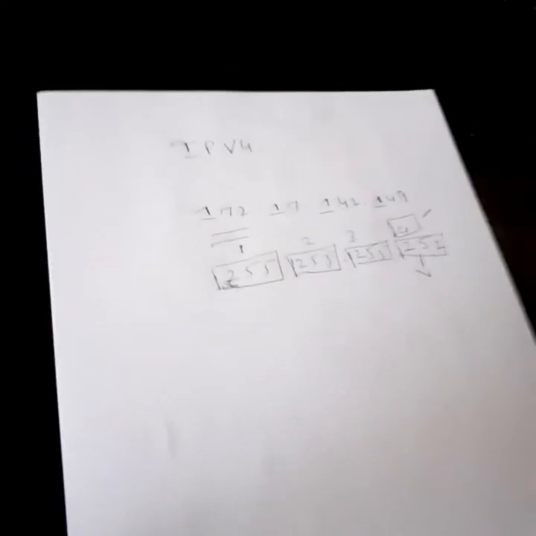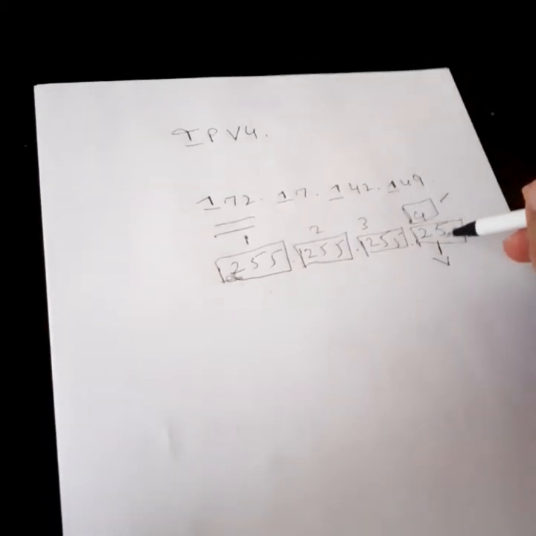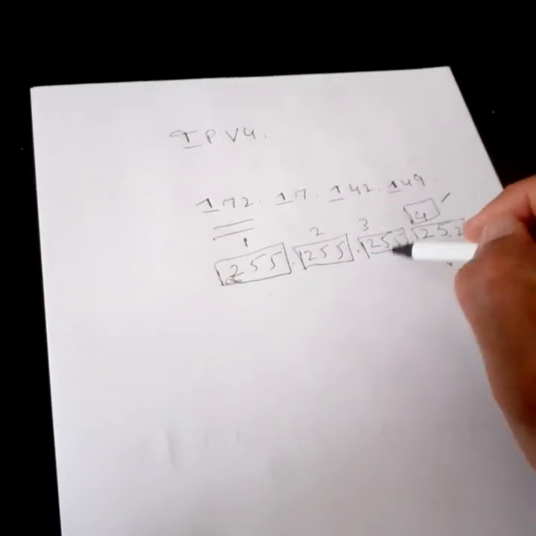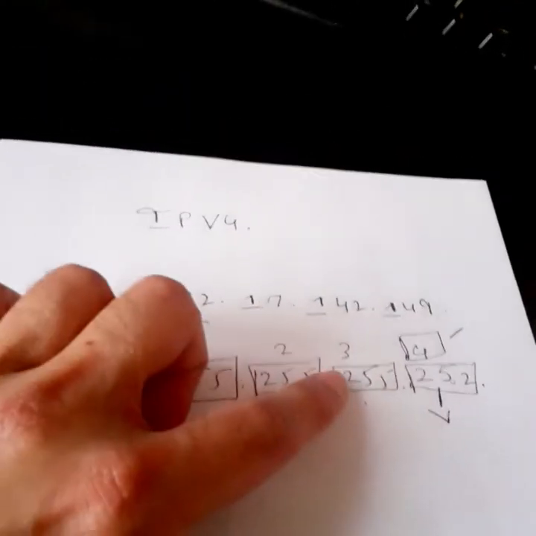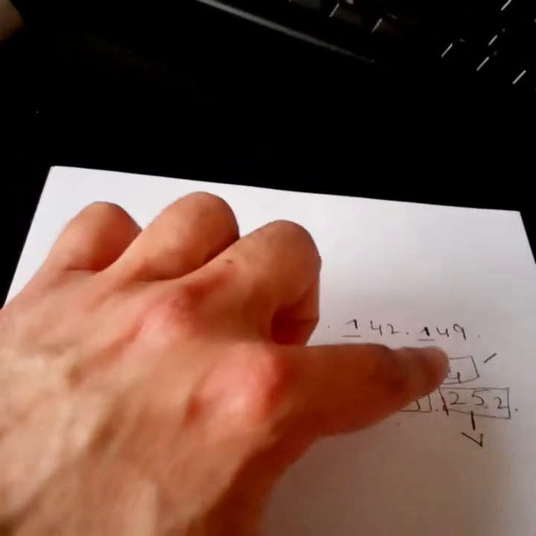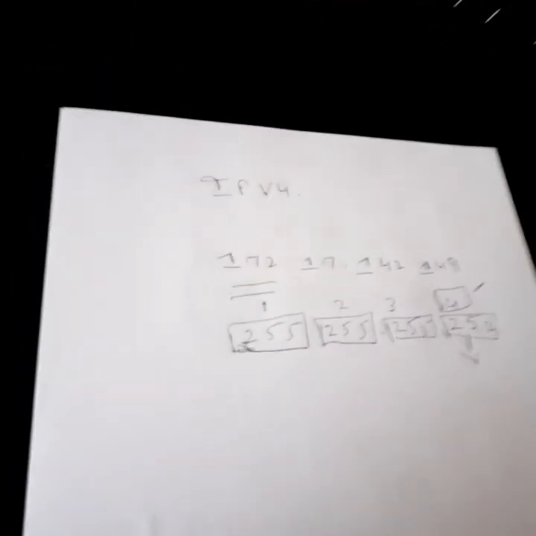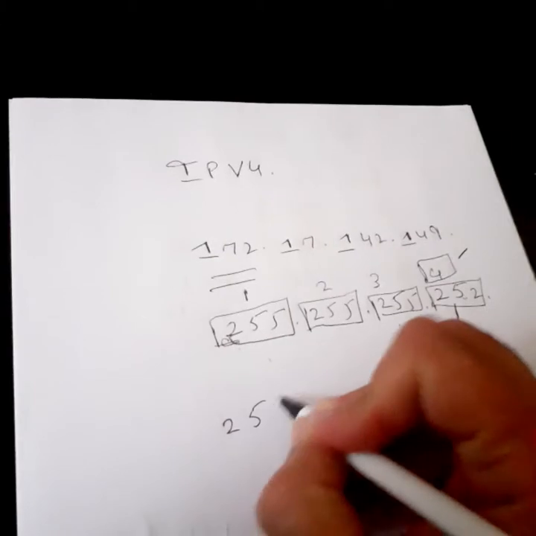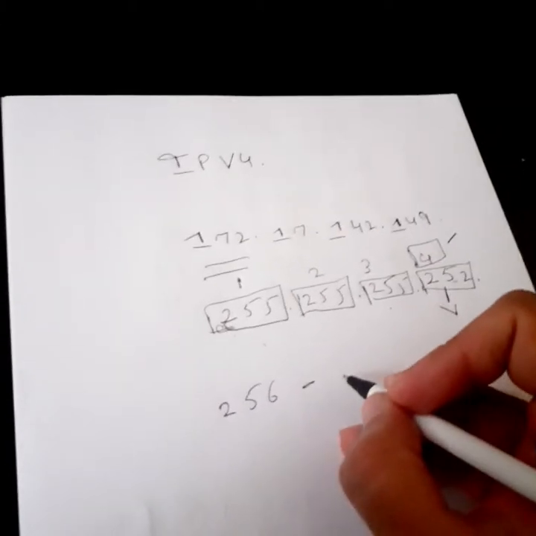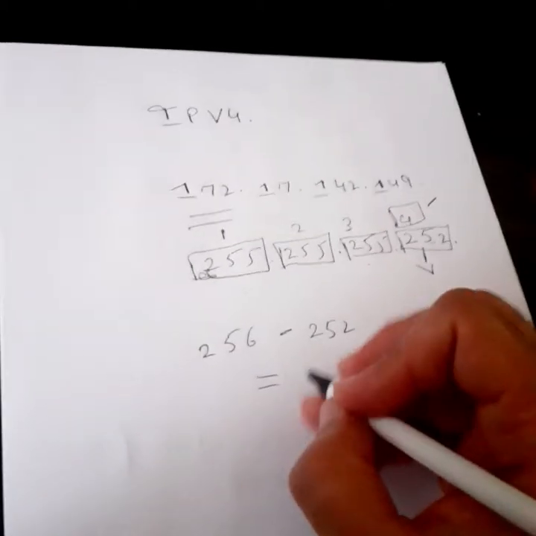So why are we doing it? Because our subnet mask tells us that we have to do the increment here. Now, if it was a class B subnet mask, we would have started in the 3rd octet. So now we are going to do the 256 rule here. Let's apply that: 256 minus 252. Let's see what happens.